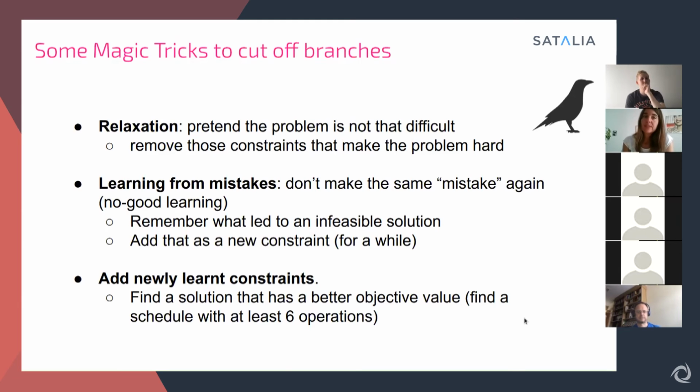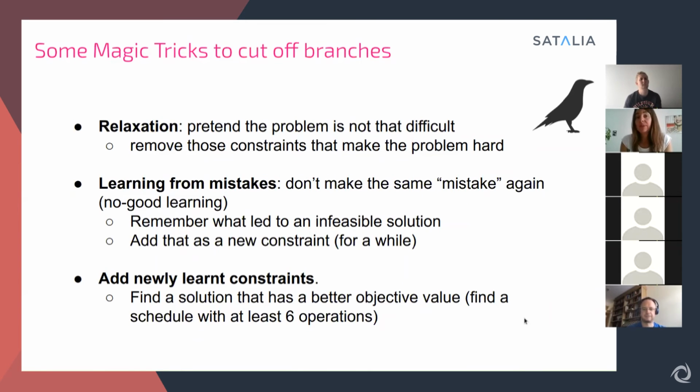The second idea is that you simply learn from your mistakes. A mistake is, for instance, if you iterate through your tree and you find an infeasible solution, it might help to understand how you got there and to try to not end up in a similar space again. And then you can also add some constraints and remove some parts of the tree. This is also called no-good learning in some of the solving approaches.